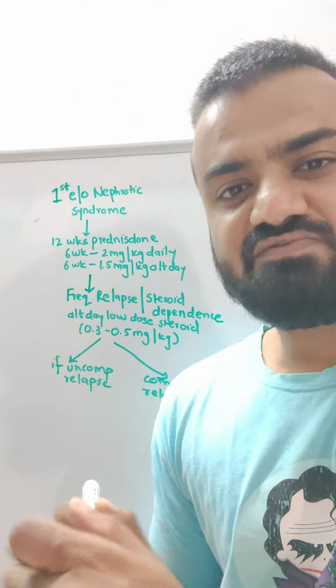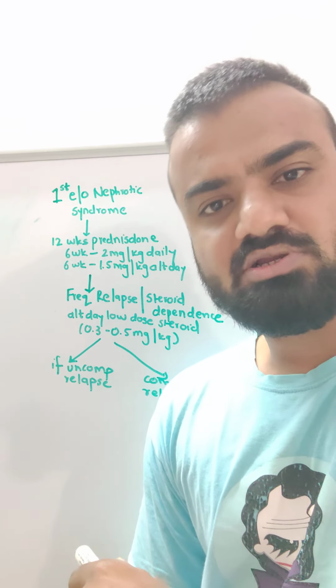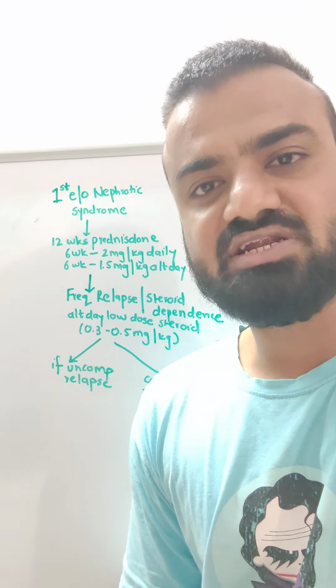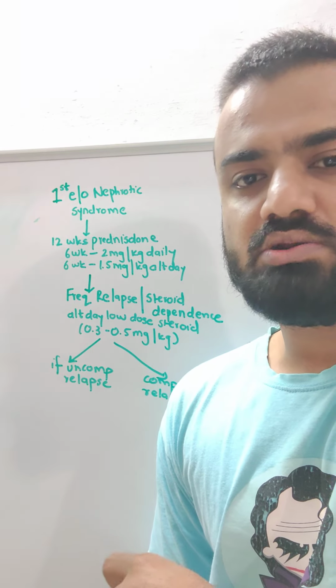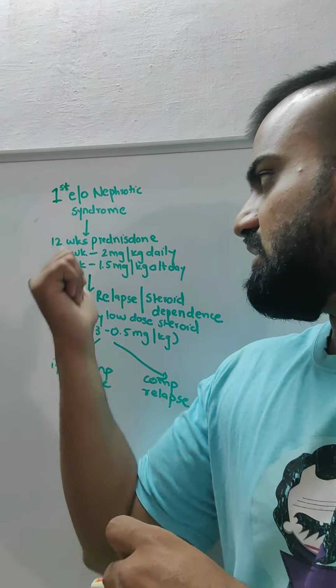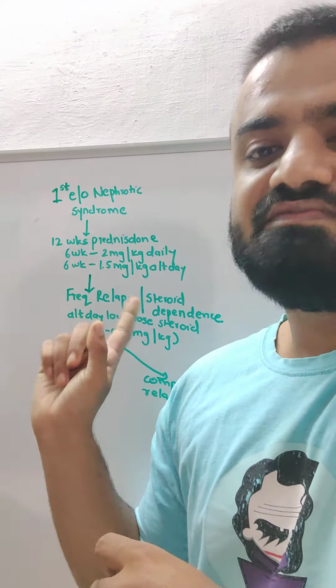And for those of you who have commented down below, the most common cause of nephrotic syndrome in pediatric patients is minimal change disease. So in minimal change disease, there might not be prolonged disease, so we only give therapy for 12 weeks.